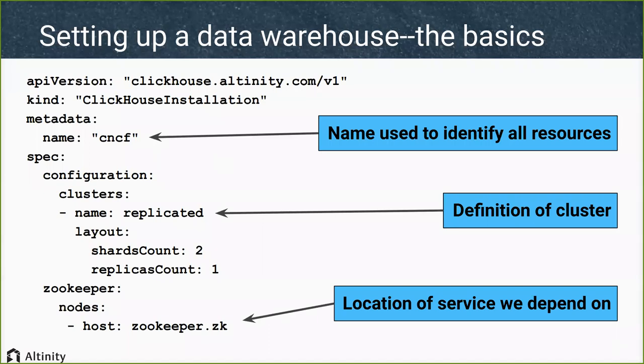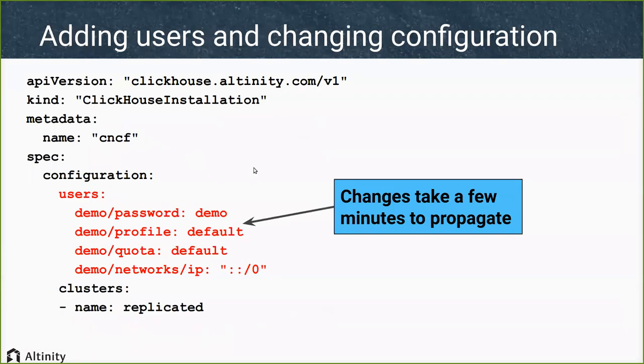And then finally, we have a little bit of information about how to find ZooKeeper. What this is doing is pointing to the ZooKeeper service, which is actually a load balancer that has three underlying nodes. So this is the top level, and for very simple configurations, you don't have to add much more data than this. Now, in a real production data warehouse, of course, you need to have much more information.